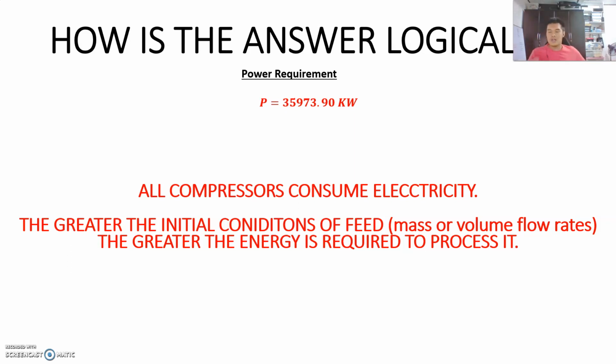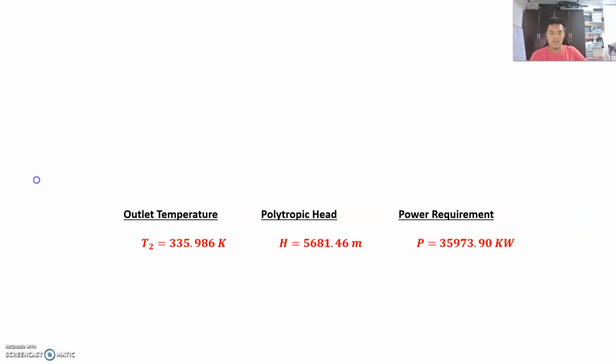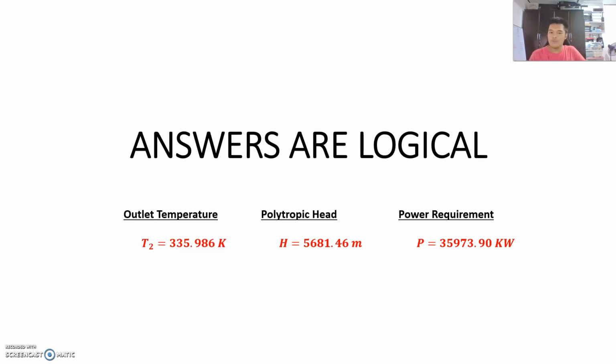Now, in the sense of a compressor, if the feed is 1 million cubic meters per day, then an equivalent amount of power must be needed to accommodate that amount of cubic meters. So it's just another way of saying what I said earlier, but in a more analogical manner. So, this means that all three of these answers are logical and are under proper theories, lessons, and accurate results.